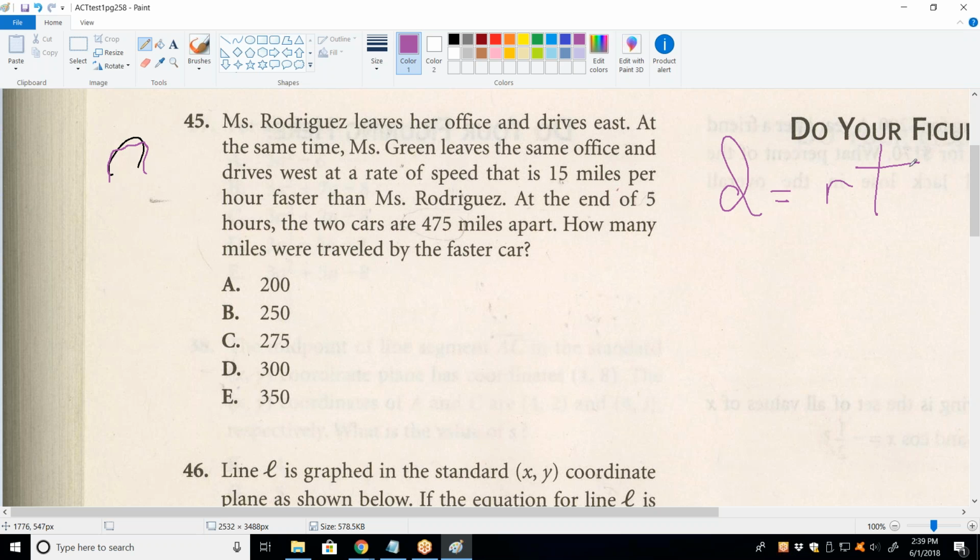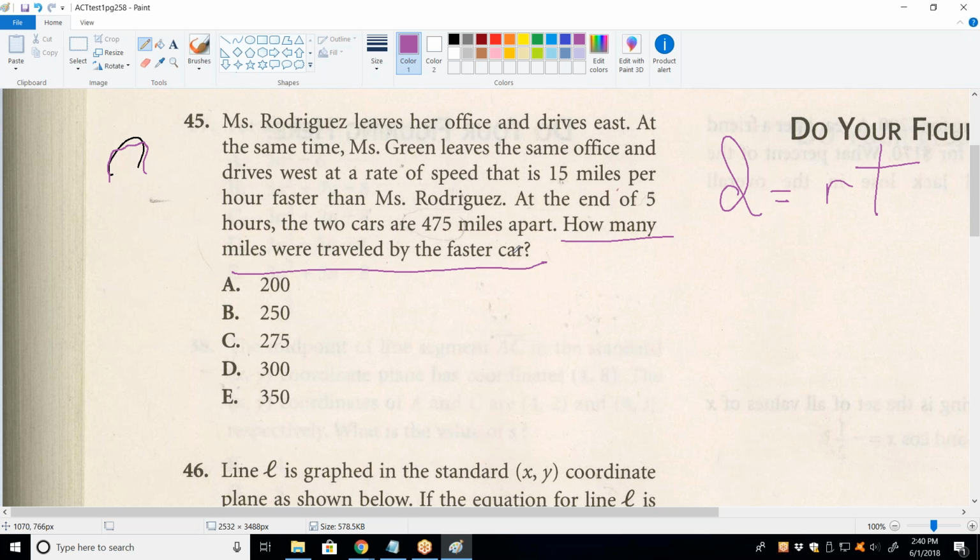Now, if we try to solve this problem algebraically, we have two fairly complicated equations that we have to solve as a system of equations, and we'll come up with the right answer. But it's a lot of work. And when you see a question asking a single thing, how many miles were traveled by the fastest car, always consider back solving it. It's a single question about a single thing.